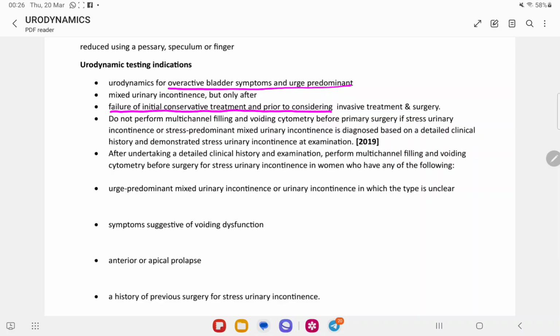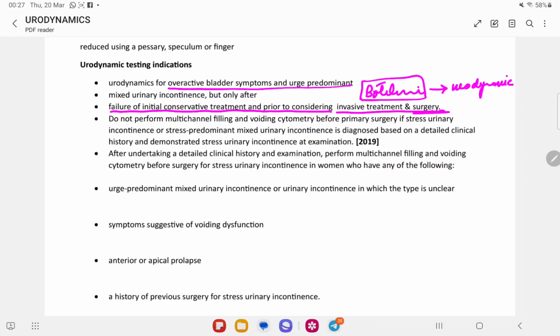What does this mean? This means that if a patient has overactive bladder or urge predominant mixed incontinence, meaning she has more urge predominant symptoms, then she has taken the initial conservative treatment. If this conservative treatment fails for this condition, then you go towards the invasive treatment. Most likely it is the botulinum toxin. So before the Botox injection, you have to offer urodynamics to your patient. And then before surgery you have to offer it.